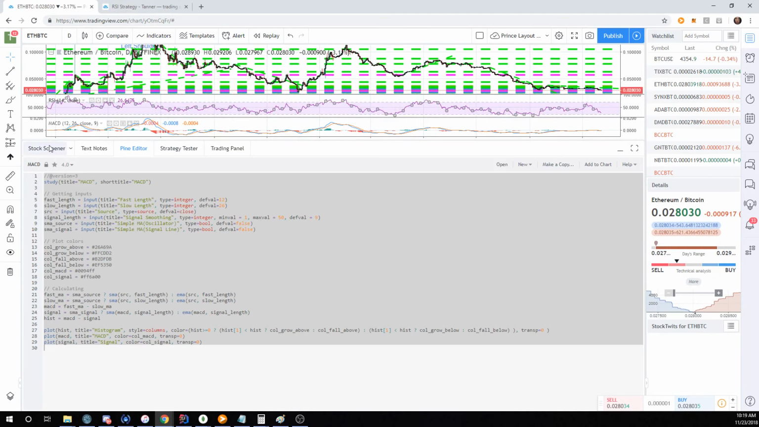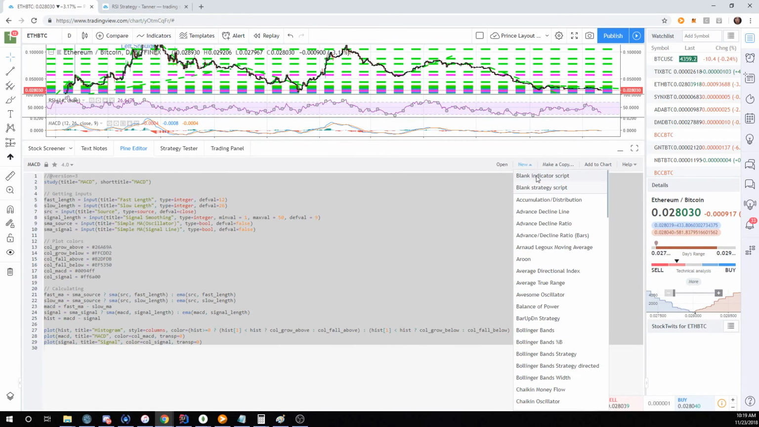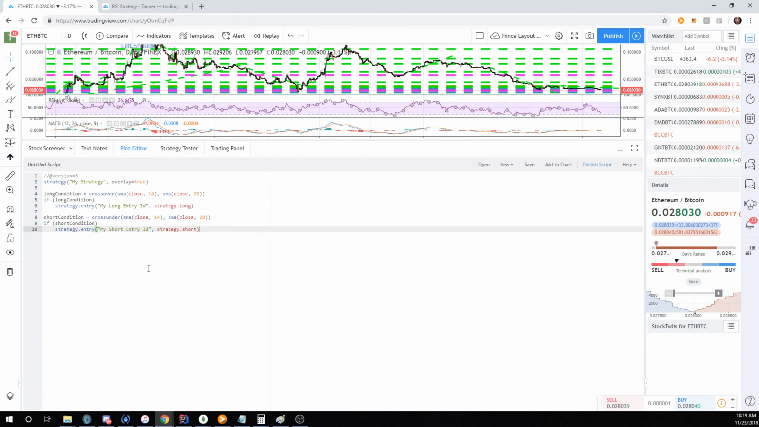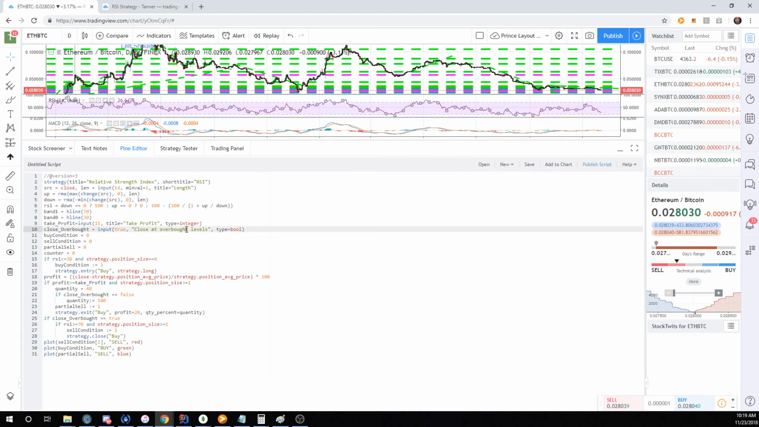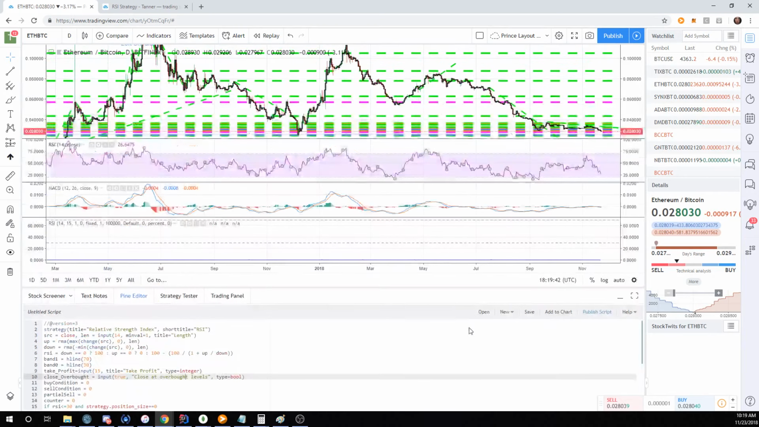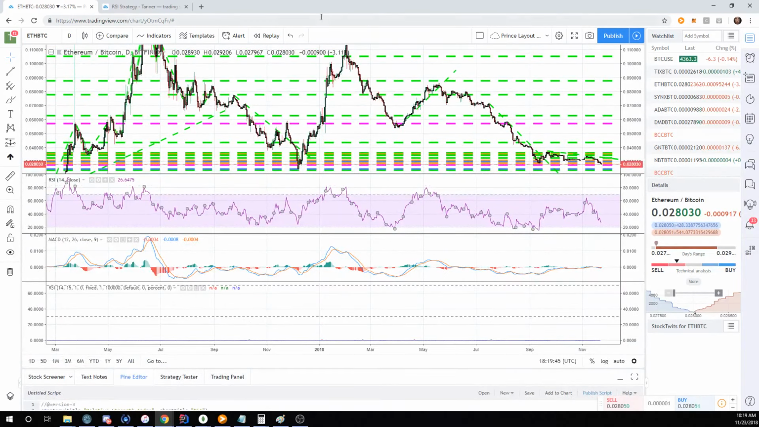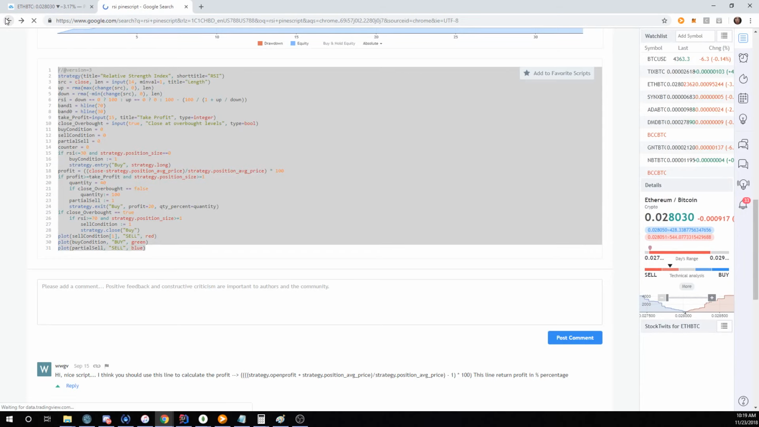Oh, okay. I can't modify this. No wonder. Okay, what I can do is go new, blank strategy script. Then I can paste that in. Then I can add this to my chart. Yeah, that's not the right one. Hold on just one second. Let me find a better one.